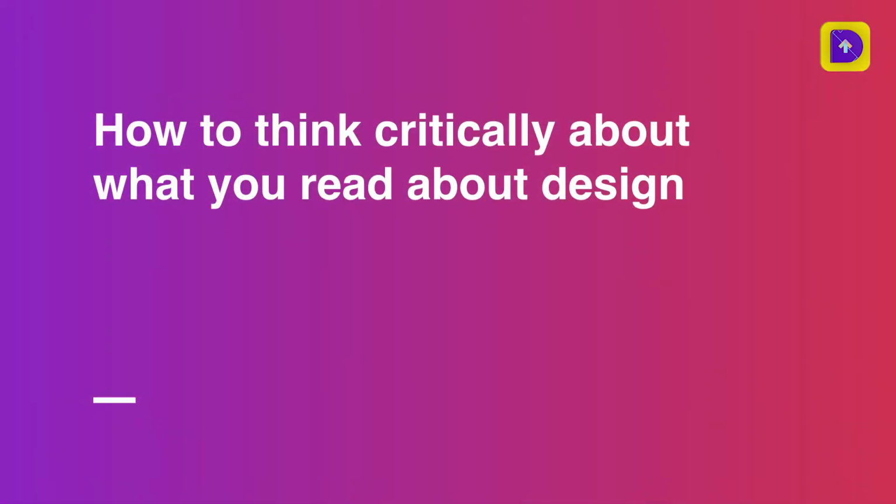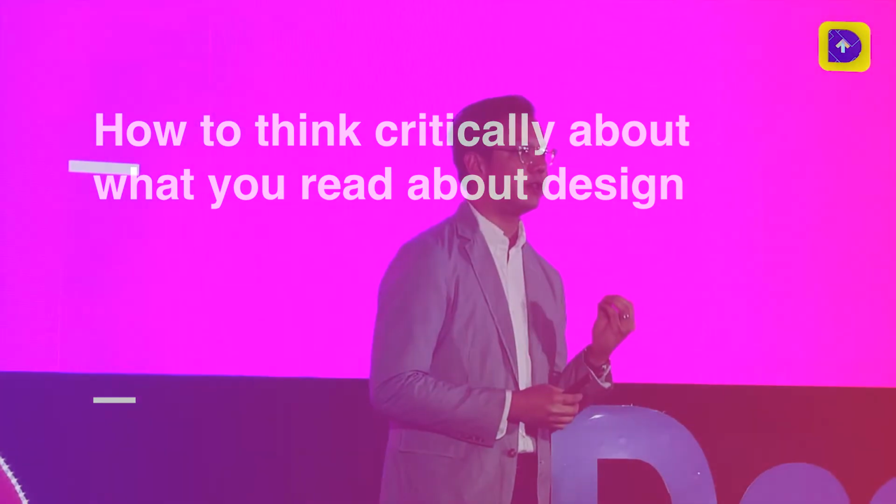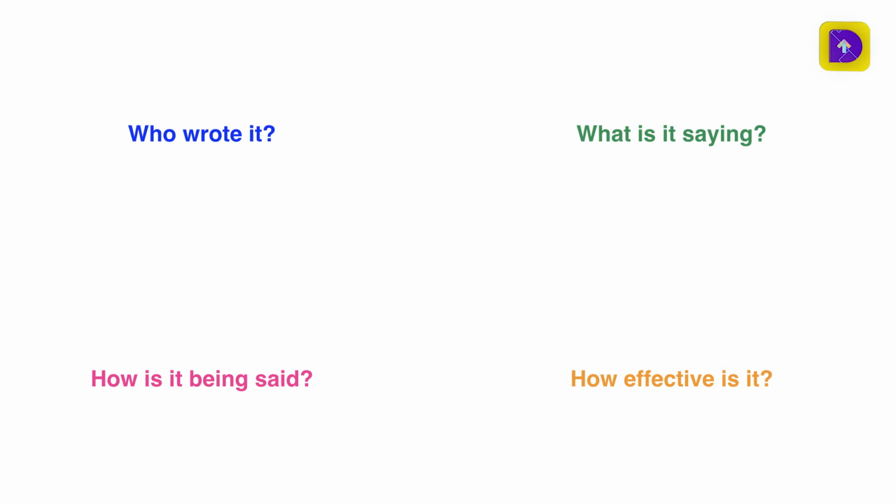So how do we do this? All right, so these are some very simple guidelines about how to think critically about what you read, what you consume about design. There's basically 4 really simple questions that you should ask yourself. First, who wrote it? What is it saying? How is it being said? And how effective is it for you? So spend a little bit of time on each one.